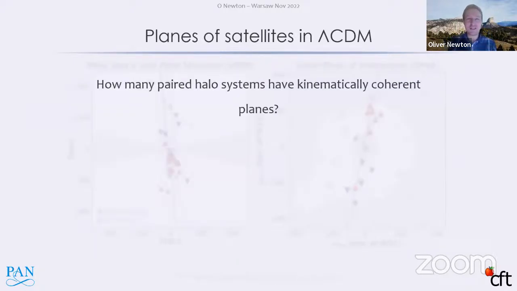go into the simulations and ask how many pairs of halos, of Milky Way mass halos, have similarly thin kinematically coherent planes with at least as many satellites as we see in the observations. And the exact number that you get out is a little bit under debate, but generally it will sit somewhere in the ballpark in the range of 0.1% to 10% of paired halo systems will both have these similarly thin and kinematically coherent planes.